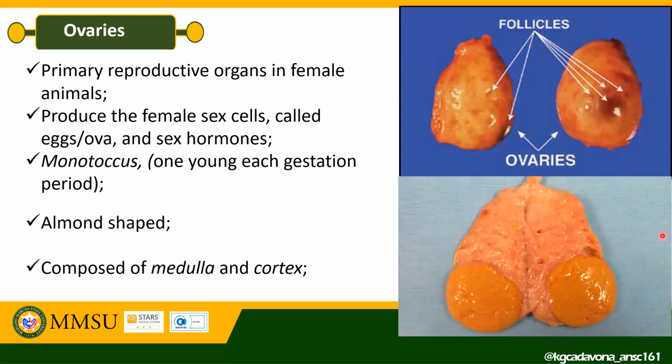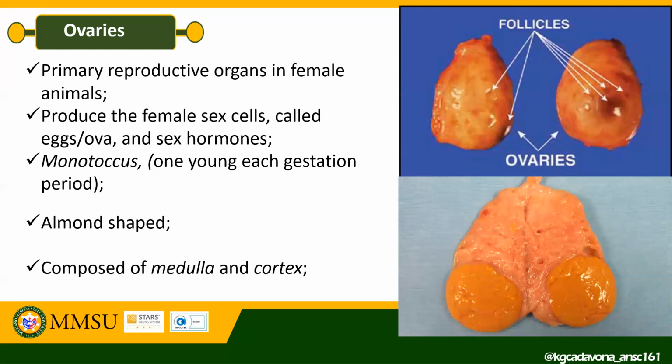Okay, then in another way, dairy animals are considered to be monotocous, meaning they normally give birth to one young for each gestation period. What I am referring to here are dairy cattle and dairy buffaloes. Therefore, when we say monotocous, from the root word mono, one ovum is produced for each estrous cycle.